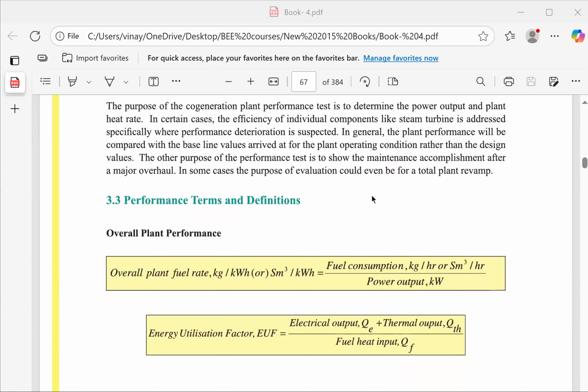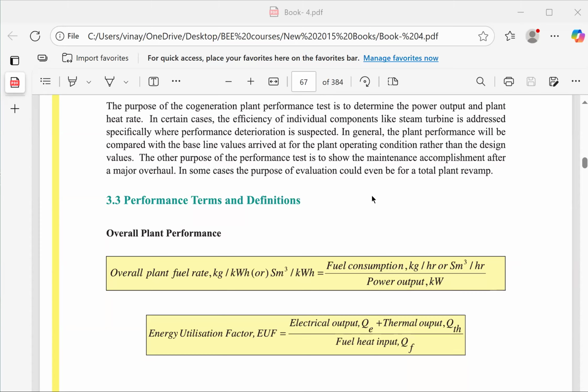Here, h is not considered. You may ask me the question: in the denominator, it is kW and not kWh. Because the numerator and denominator are both on a per hour basis, kW is also on a per hour basis. Therefore, h is not written separately there. Multiplied by h, you will get the energy unit. So that is the overall fuel rate.